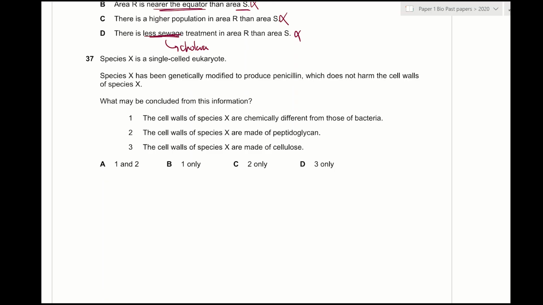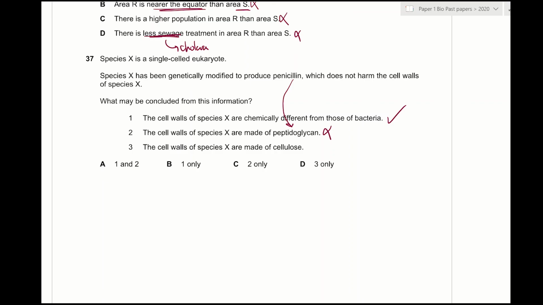The cell walls of species X are chemically different from those of bacteria. This is correct. This is why it's not impacted by penicillin. 2. The cell walls of species X are made of peptidoglycan. This cannot be correct because, as we know, penicillin actually acts on peptidoglycan, stopping cross-links forming between these molecules, and then the bacteria bursts.